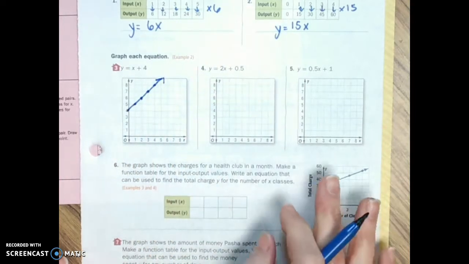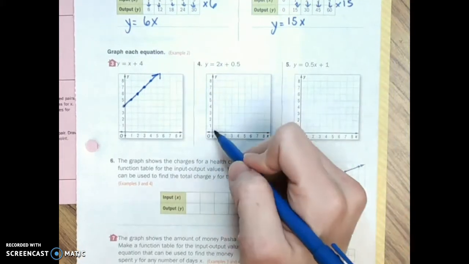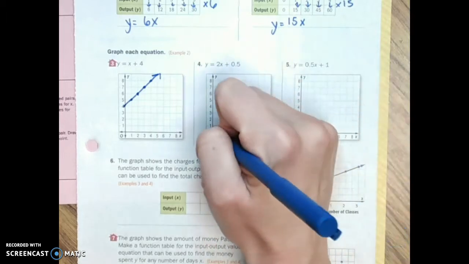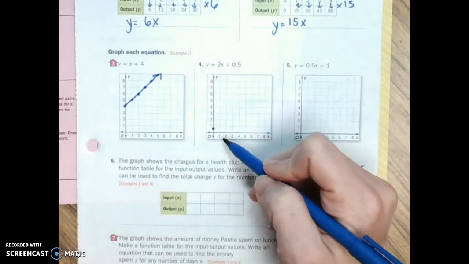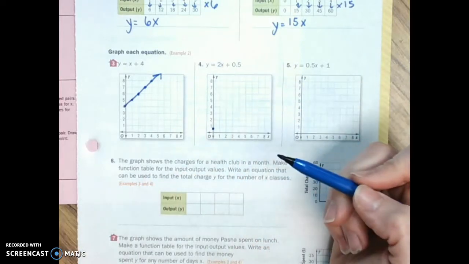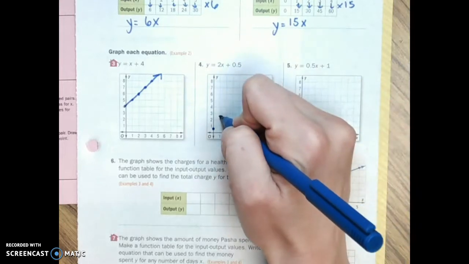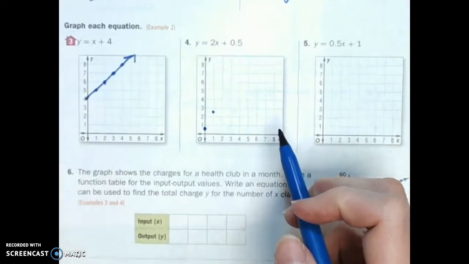Next one's a little trickier because we throw a decimal in there. We're going to start with our 0. 2 times 0 is 0, plus 0.5 is 0.5. 0.5 is halfway between. Now we're going to plug a 1 in. 2 times 1 is 2. 2 plus 0.5 is 2.5. Let me zoom that in so you can see the dots a little better.